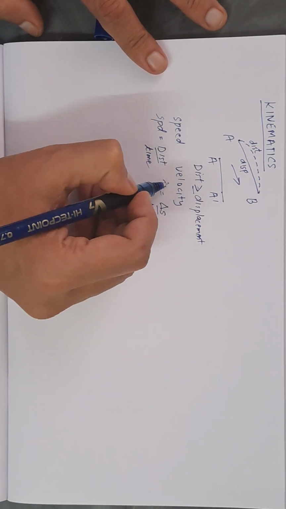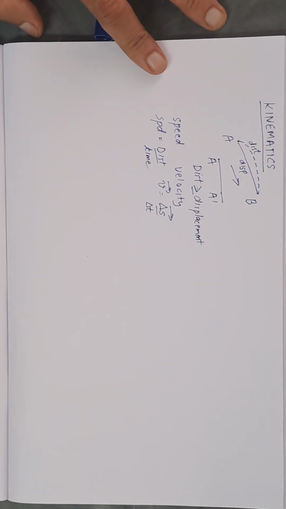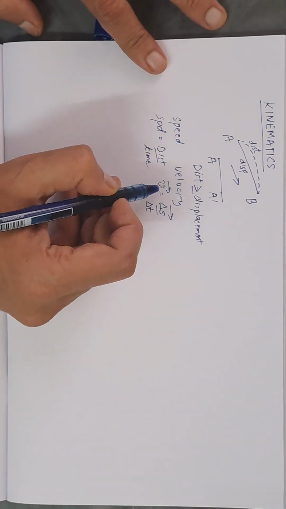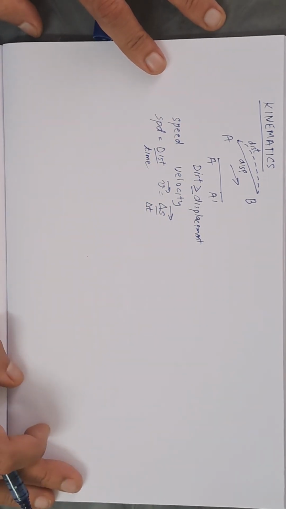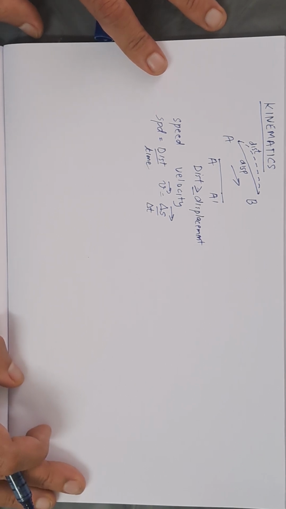Since velocity is a vector, we can denote this using the vector notation. So velocity is the rate of change of displacement with respect to time, and speed is the rate of change of distance with respect to time, or the distance traveled with respect to the time.